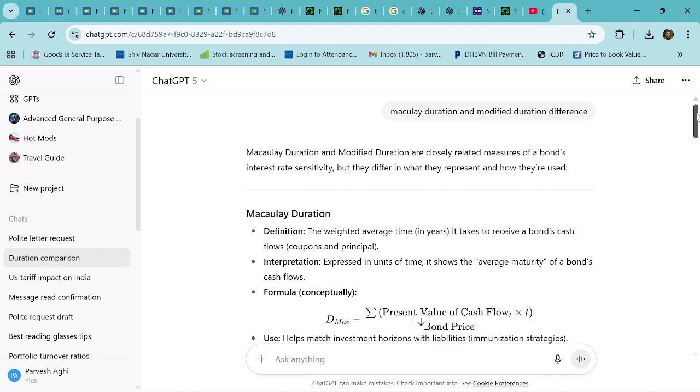Suppose a coupon rate is 20% and face value of the bond is 100 rupees. Okay? And the bond is for 20 years. That means if you buy today, you're getting your principal money back after 20 years. But every year you're going to get 20 rupees. So what should be the Macaulay duration?